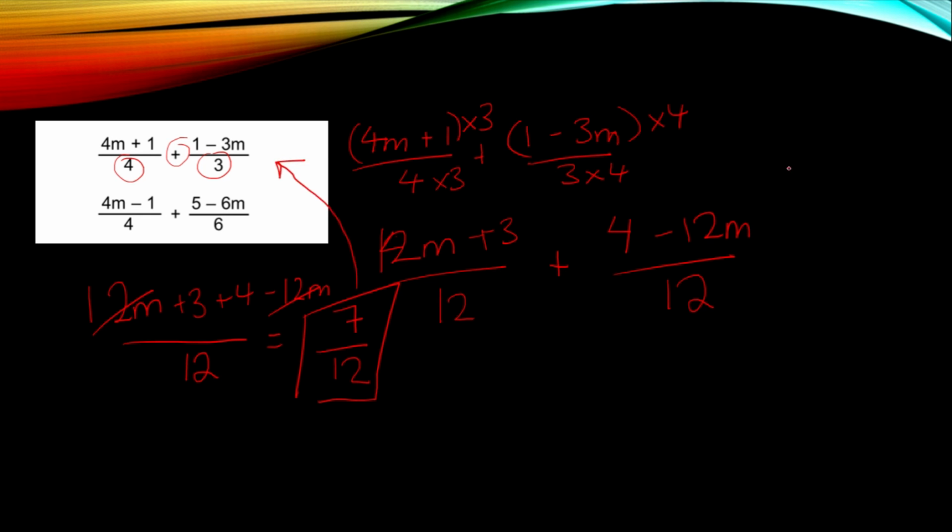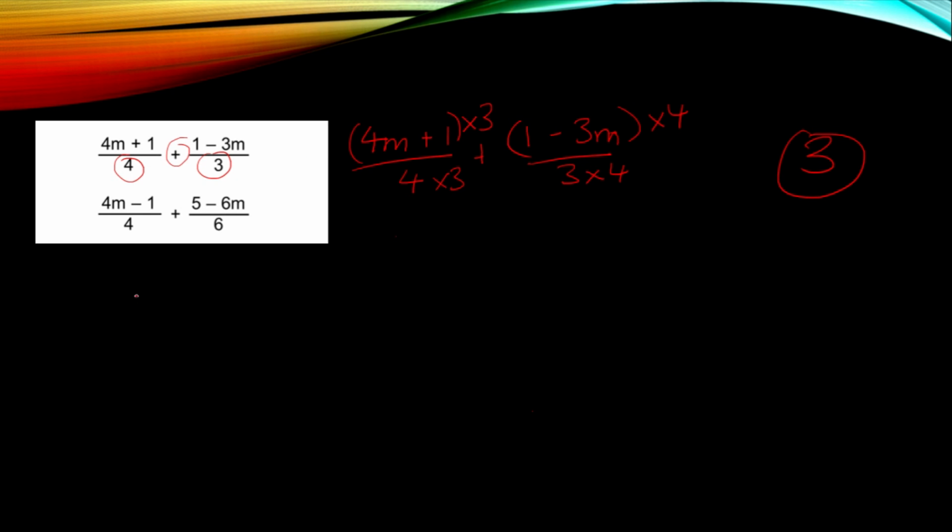That will probably be a 3 mark, possibly even 2 marks in the exam. So now we've got the next question: 4m minus 1 over 4, plus 5 minus 6m all over 6. Now, what do we need to do? What's the lowest common multiple here, Mr. Cool Cop? The lowest common multiple is 12 again? Yes, it's 12. Good. So what do you need to do to get from 4 to 12? Times it by 3. And what about with 6? Times by 2. Very good.